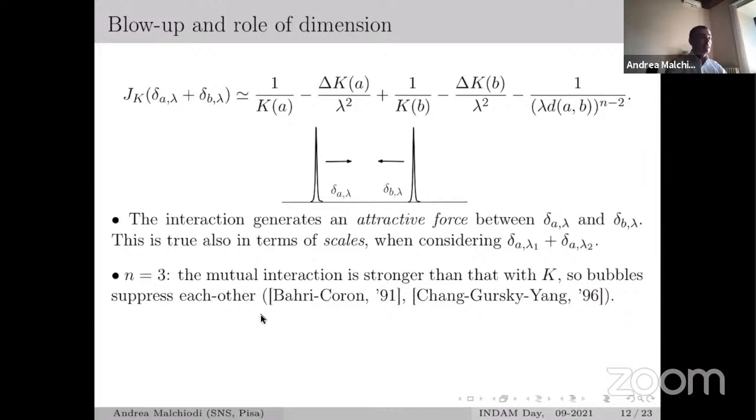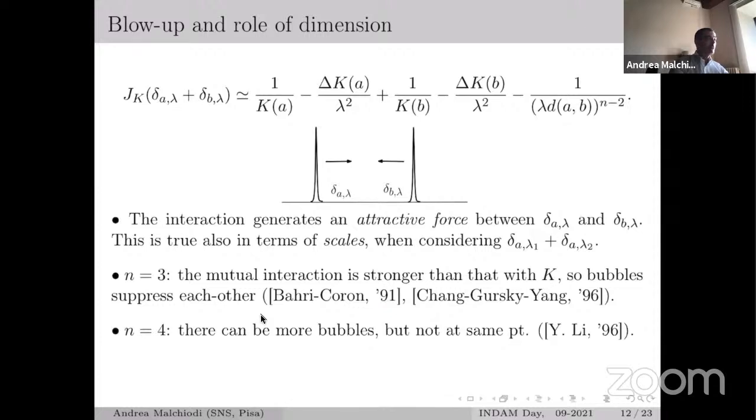It turns out that in 3 dimensions, this term is of order 1 over lambda, while these other terms are of order 1 over lambda squared. Lambda is large, which means that in 3 dimensions, this term is dominating. So the bubble-to-bubble interaction is stronger than the interaction of the bubbles with the function k. If there were more bubbles, they would kind of suppress each other. This was proved by Barry-Coron and Chang-Gursky-Yang.